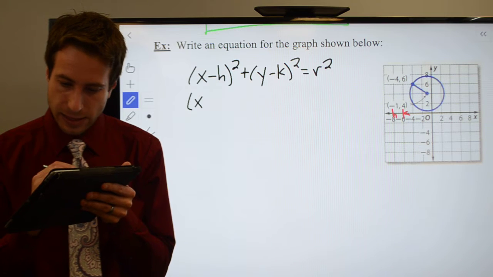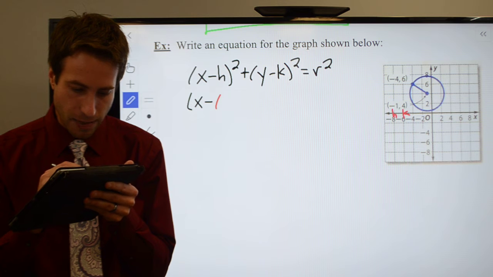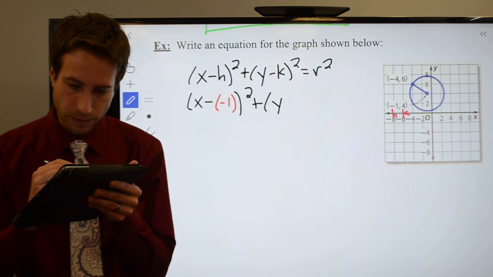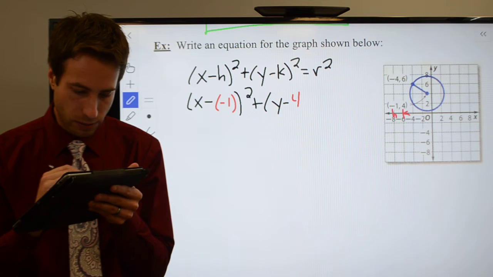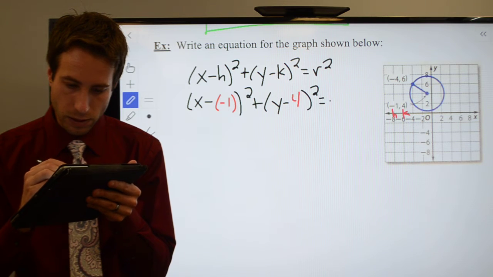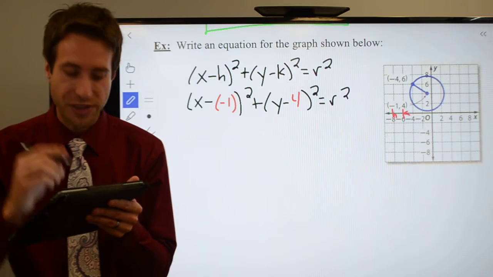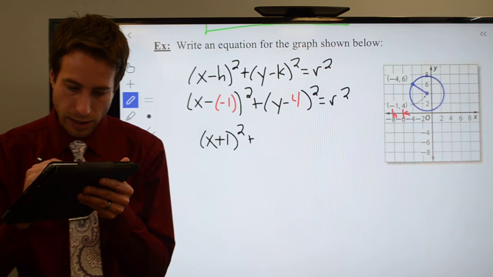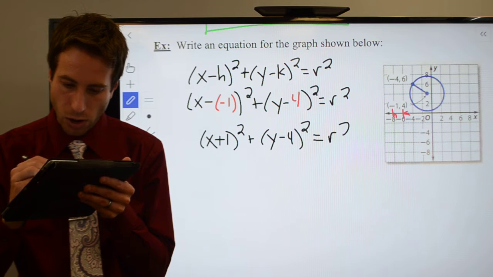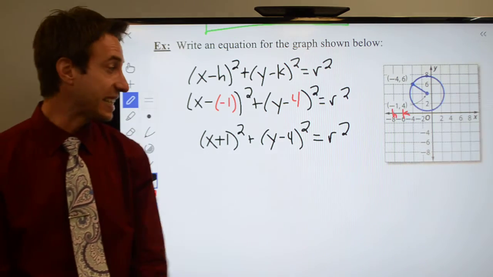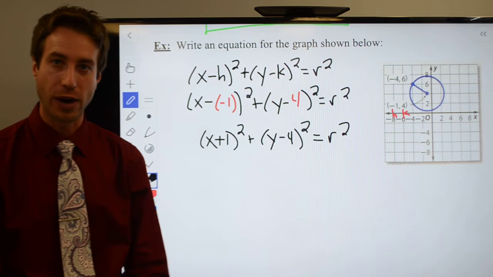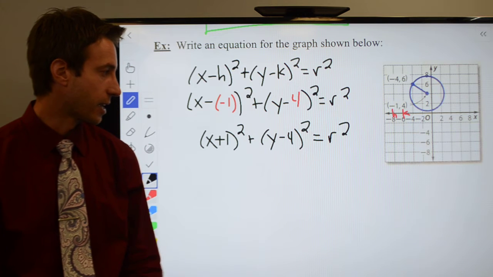So it's going to be x minus, h is a minus 1. Careful, watch your signs. k is 4. And so here's where I'm at without doing a whole lot of work. (x plus 1) squared and (y minus 4) squared is equal to r squared. So to finish off writing the equation for this circle given to me in the graph, I just need to figure out r squared.